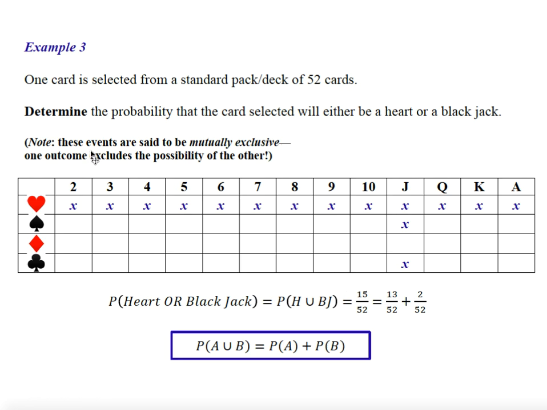So these events are said to be mutually exclusive, which means the one outcome excludes the possibility of the other. So if you're getting any one of these hearts, that excludes the possibility of a black jack, or vice versa. If you're getting a black jack, that excludes the possibility of a heart. That means they are mutually exclusive.